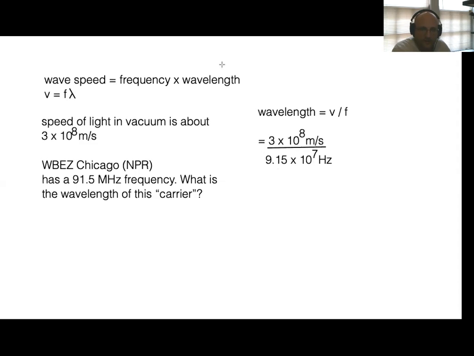As I've done, and will do in other kinds of questions, you can see here that seconds and hertz are units that mean the same thing. Hertz are cycles per second, and on the top I have meters per second. So the per seconds cancel out. We're going to be left with meters, which is a unit of length or wavelength.